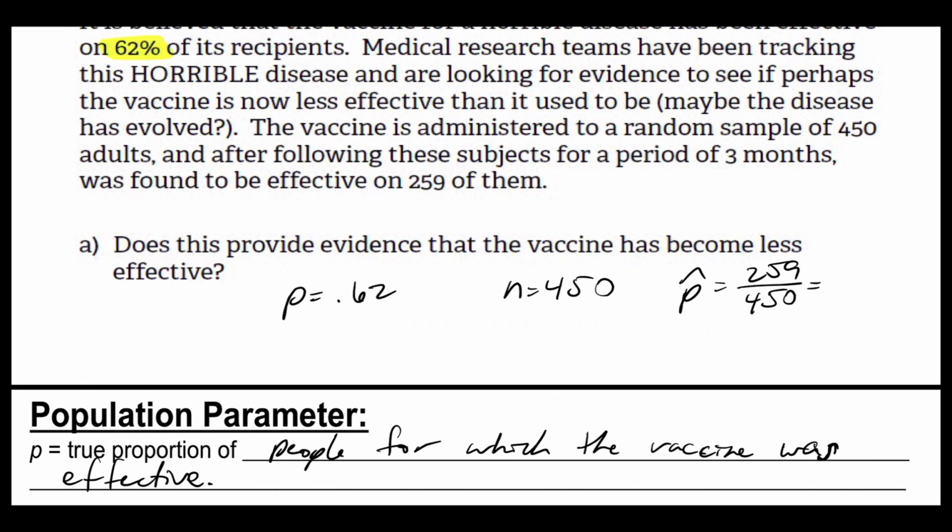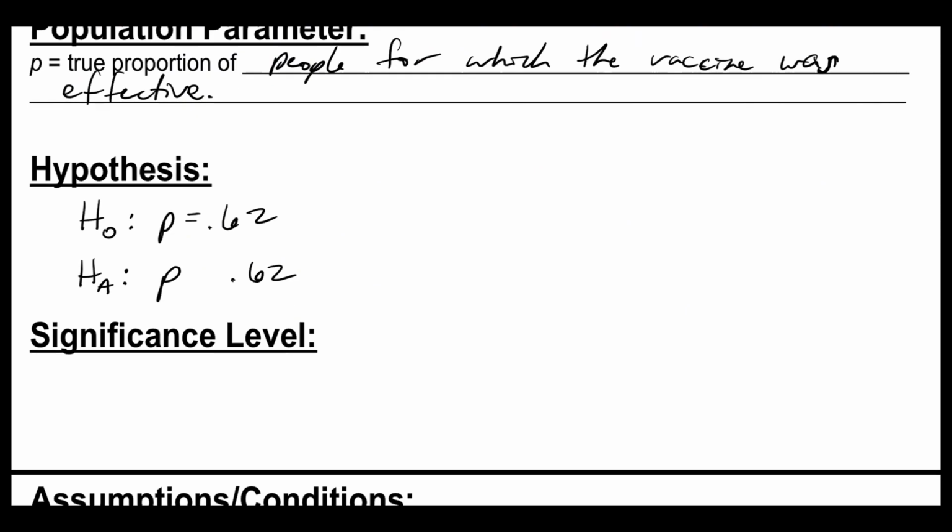Read the question. Do they tell us which one they want us to test? Which way? Yeah, has less effective. That's the way they want us to test. Most of the time, they will tell you in the question. They'll say less or more or just different. That's the key to that one. So we want to go less than.